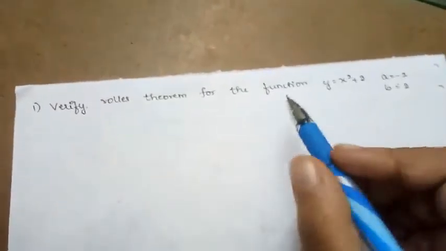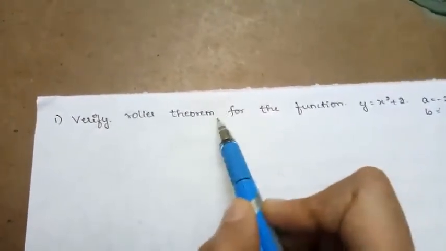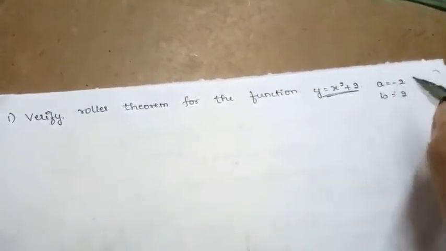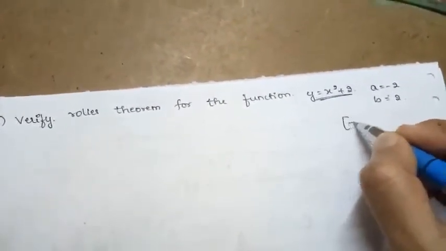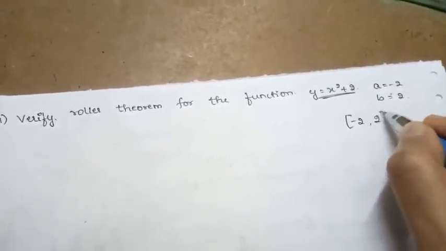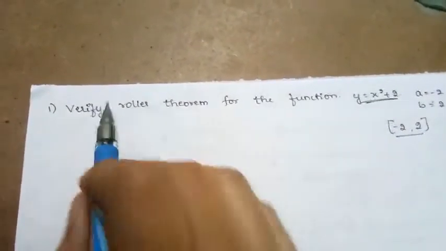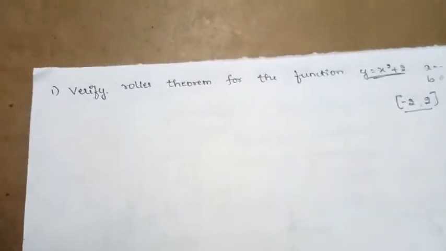So here there is a question. They have said verify Rolle's theorem for the function y is equal to x square plus 2, where a and b are given. Our a is minus 2 and b is 2. So within this interval we need to verify whether this function satisfies Rolle's theorem or not.